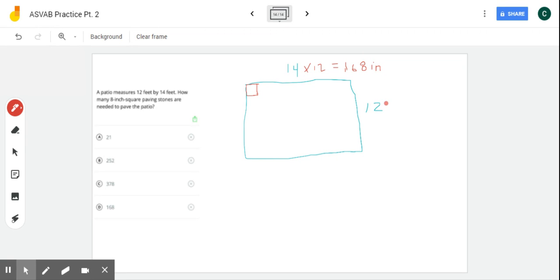And then 12 feet times 12 inches per foot is going to give us 144 inches.